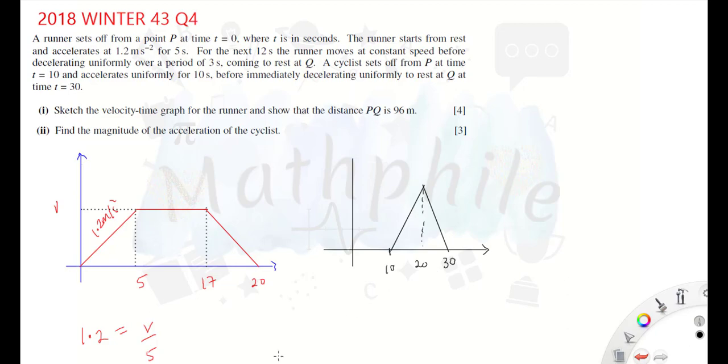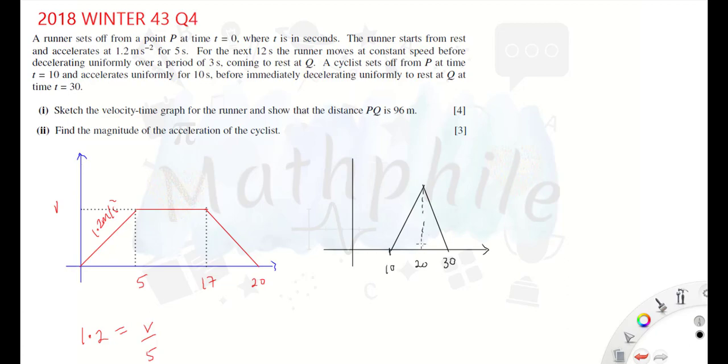The total time used by the cyclist was 30 seconds. Is that okay, please? Yes. What's the total distance traveled by the cyclist? The total distance. It will be the same, 96.